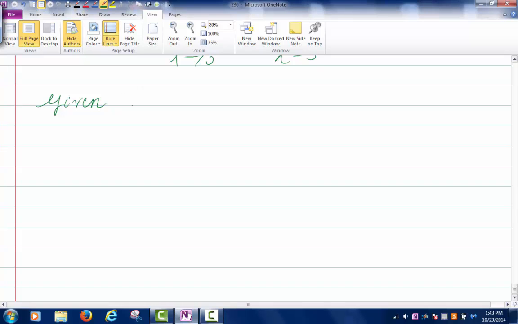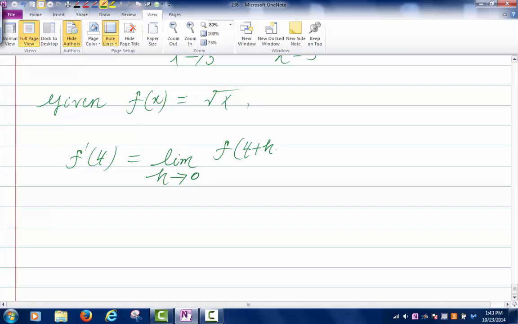Okay, given the function f of x equals root of x, what is, for example, f prime of 4? Well, it is the limit as h goes to 0 of f of 4 plus h minus f of 4, divided by h.